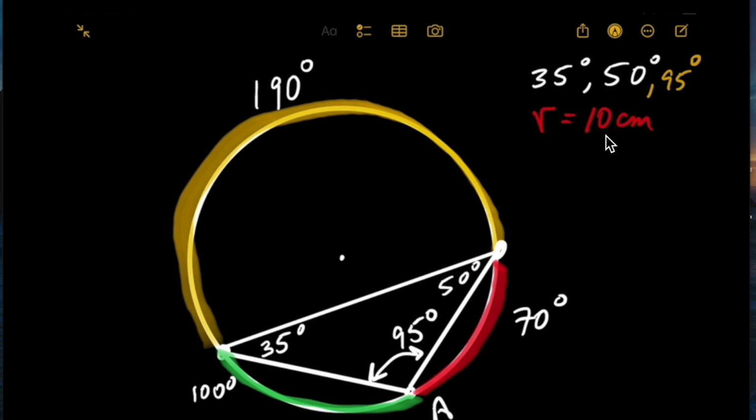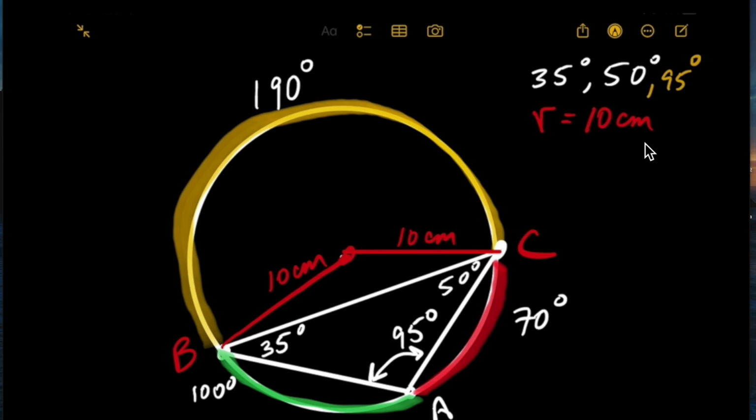Now, we're going to draw our radius in. So here's our radius right there, and there's our radius right there. And both of those are going to be 10 centimeters. All right, let's call this point B, and let's call that point C. And let's call this center D. Our goal is now to find the lengths of this triangle.